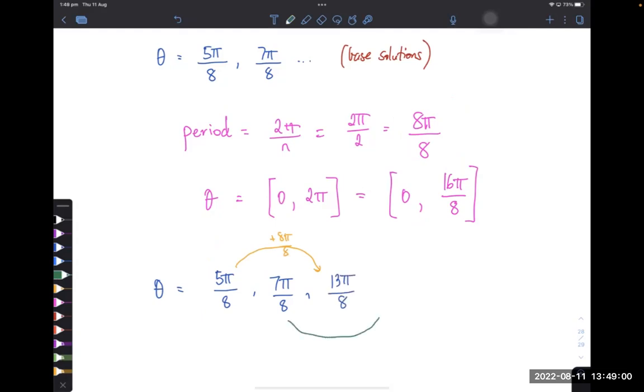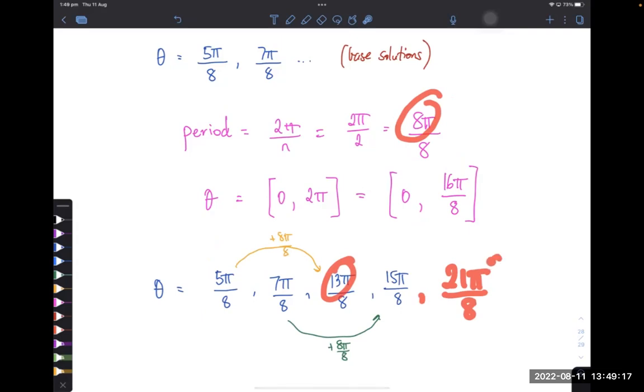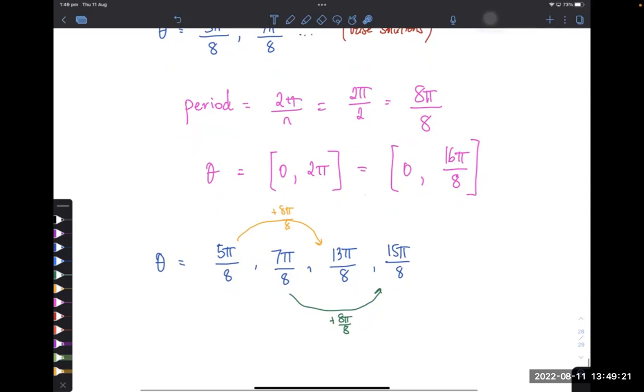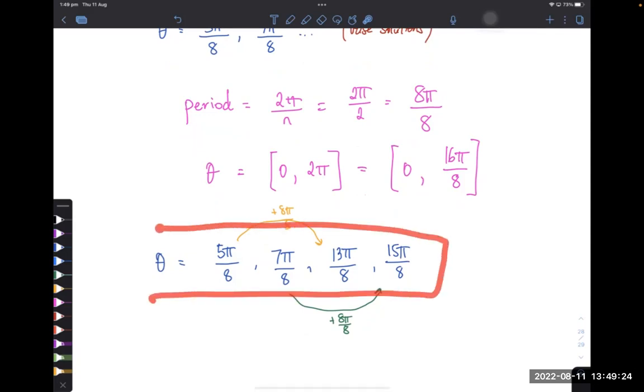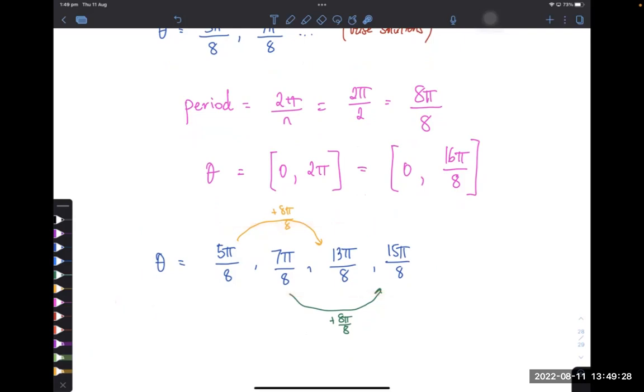And let's try and jump forward once more. We end up with 15 pi on 8. Do you reckon we should jump forward one more? 8 plus 13 is 21. Yeah, that's more than our domain. Correct. So our final solution stands here. Do we have to simplify anything? Can we simplify? No, we cannot. So we leave our answers as so.